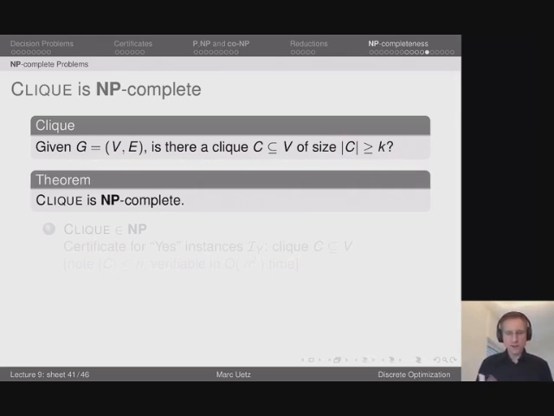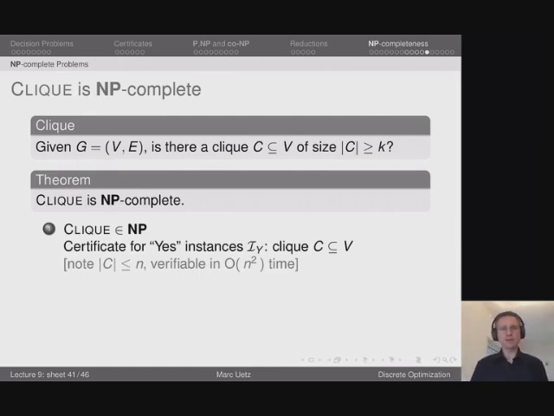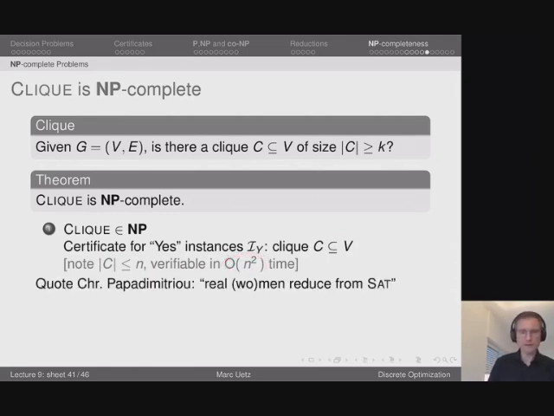The theorem I want to prove is that the clique problem is indeed NP-complete. That contains two statements, namely first, that the clique problem is a member of the class NP. So I have to convince you that there exists a certificate for yes instances that can be verified in polynomial time. But that is simple. That is in this case, again, just the clique itself. And the clique has size at most n, the number of nodes in the graph. And the question if it's really a clique or not can be simply verified in polynomial time in the size of the graph. So how do I show NP hardness?